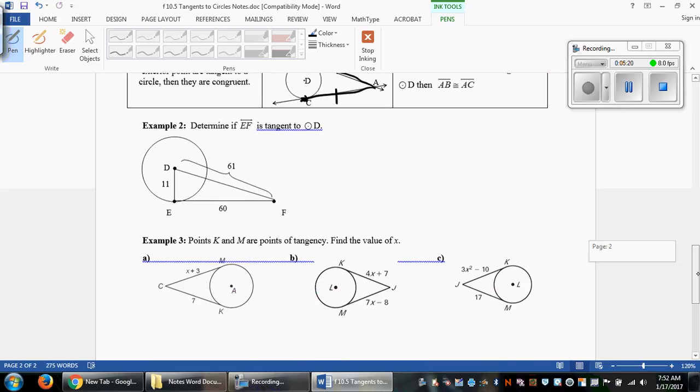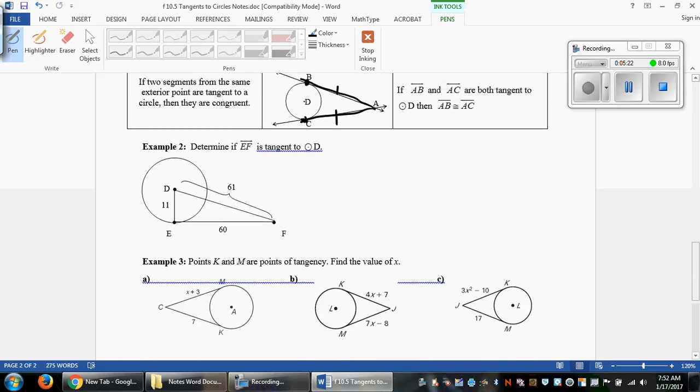So first off, example 2, we're determining if it is in fact tangent. That would mean we'd have to have a right angle here. And for that to be a right angle, we would have to use the Pythagorean theorem and have that hold true. So we would have to know that 61 squared equals 60 squared plus 11 squared. So we need to know what those particular things are. You'd have a calculator for this. So 61 times 61 gives us 3,721.